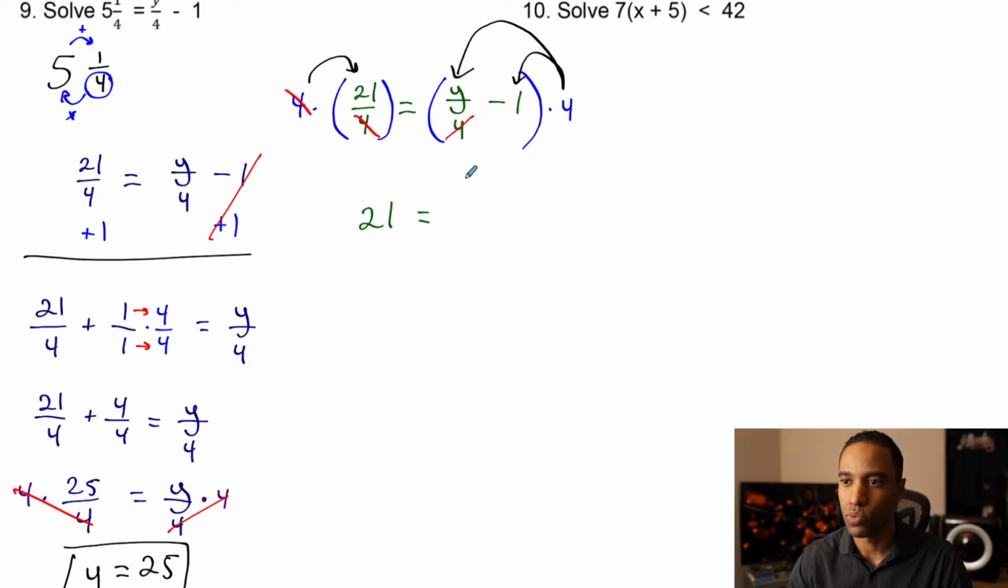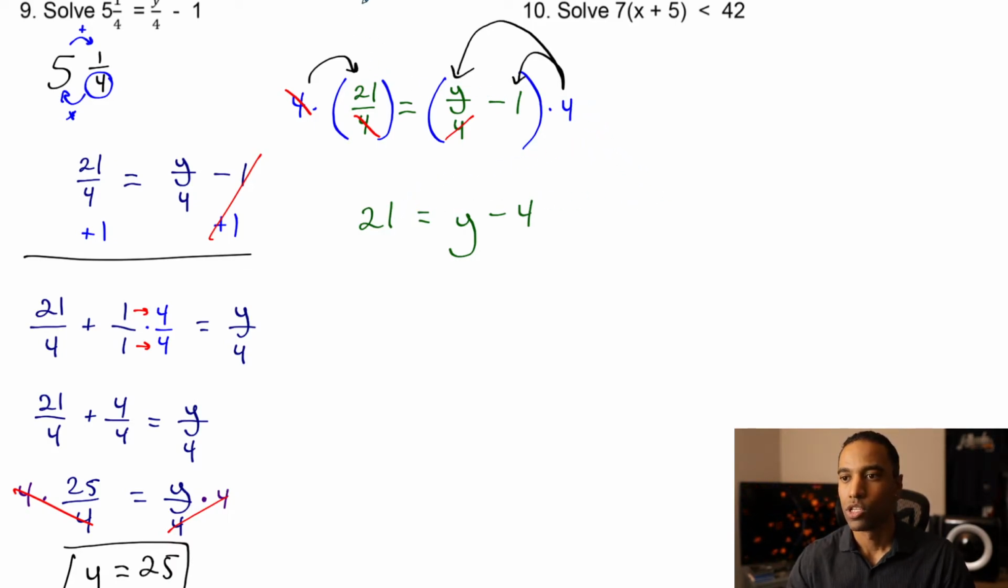However, make sure you do not cancel this 4 outright so that you don't use it for the negative 1. 4 gets to multiply into both of these, not just y over 4. I don't want to cancel it outright. 4 still multiplies with negative 1, and I still have a negative 4 left over. This is y minus 4 right there. 21 equals y minus 4.